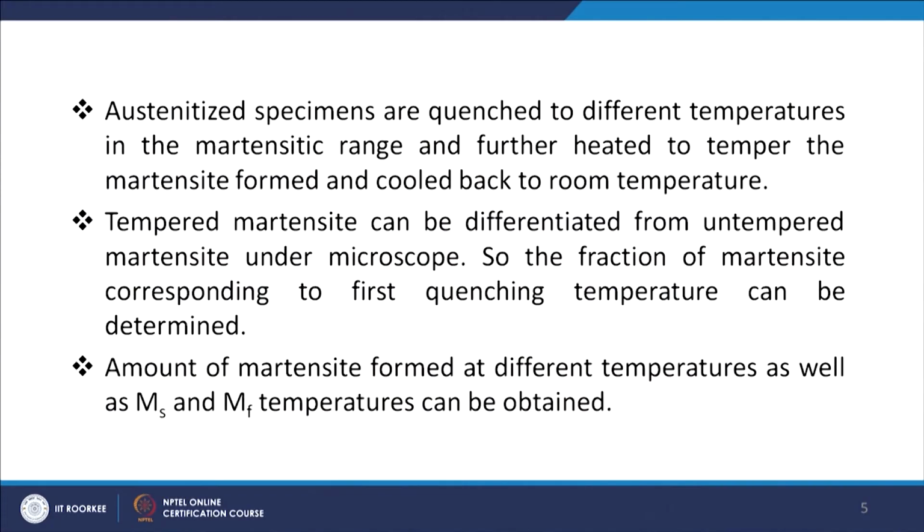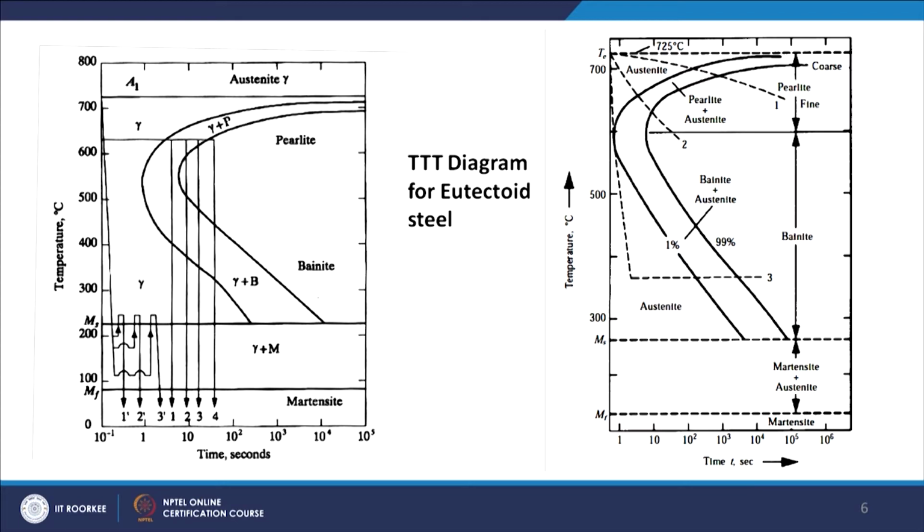Now, these austenitized specimens will be quenched to different temperatures in the martensitic zone. That will be different. So, what we will see now is how it looks. This is the TTT curve for the eutectoid steel. Now, look at it. This is your 725 degrees centigrade, this is your equilibrium temperature.